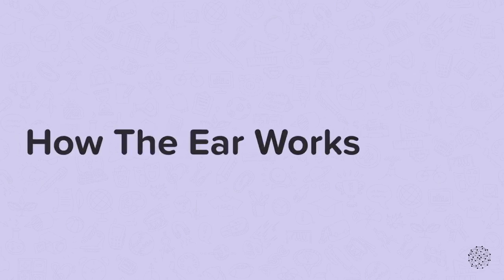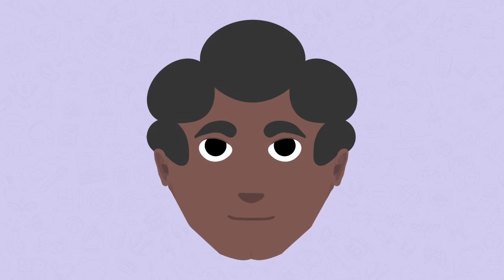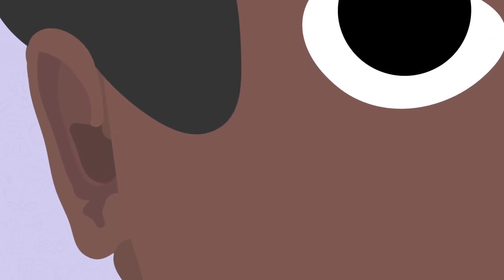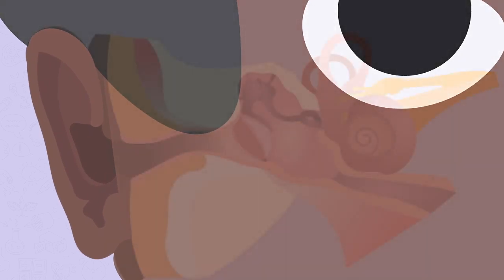In this nugget, we're going to learn about how the ear works. Your ear is a sense organ used for hearing and for balance. The ear has three main parts.